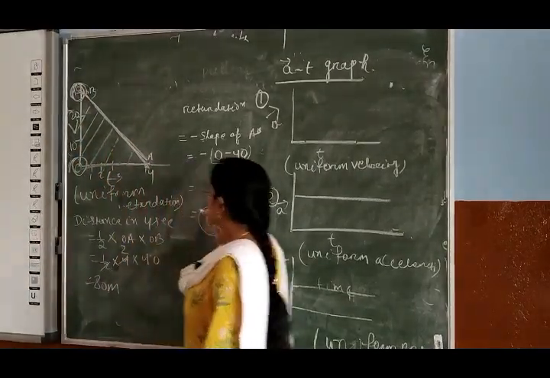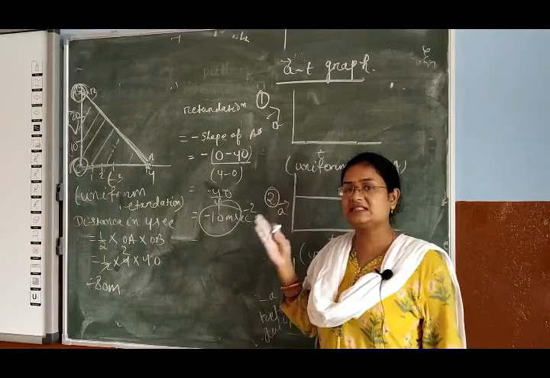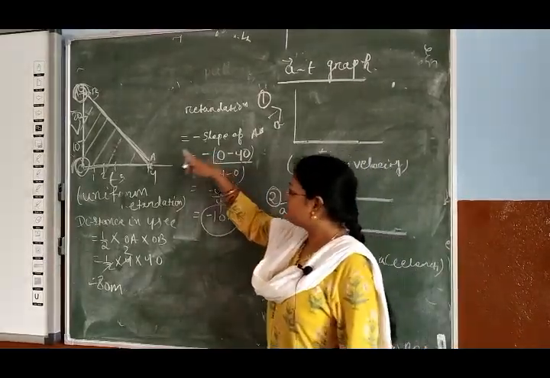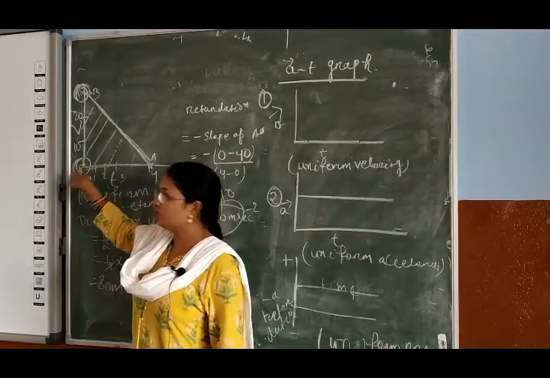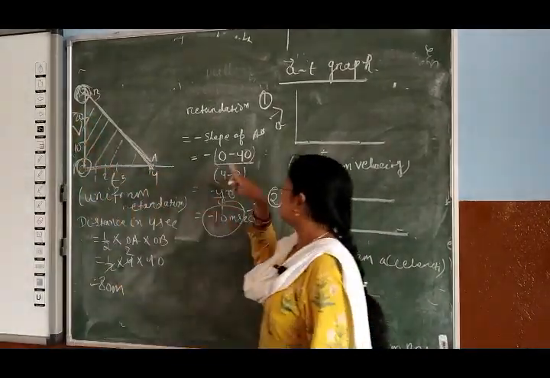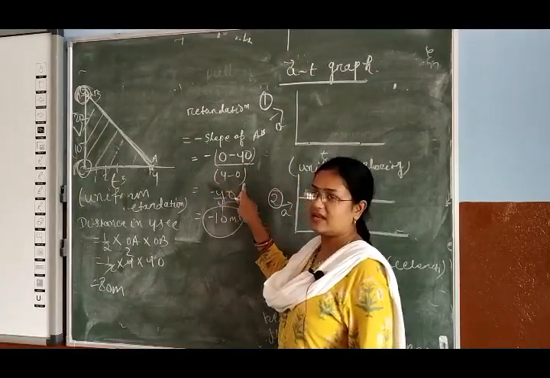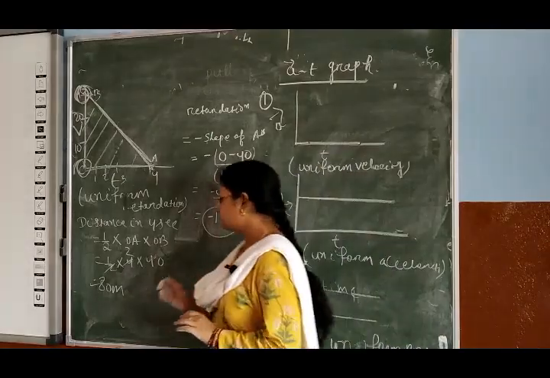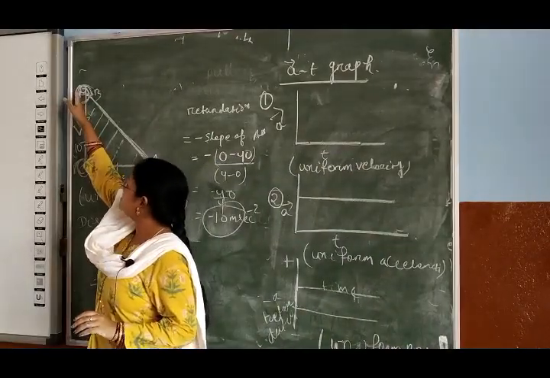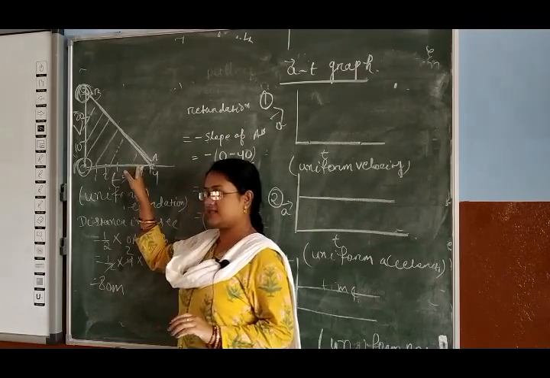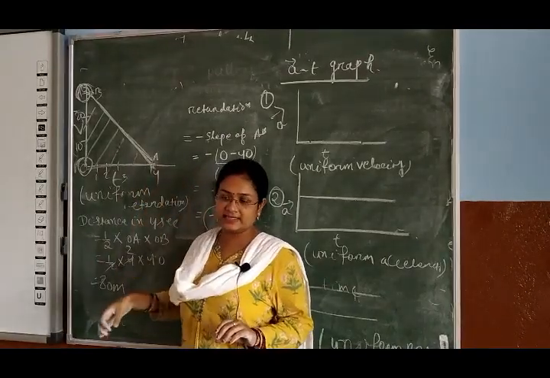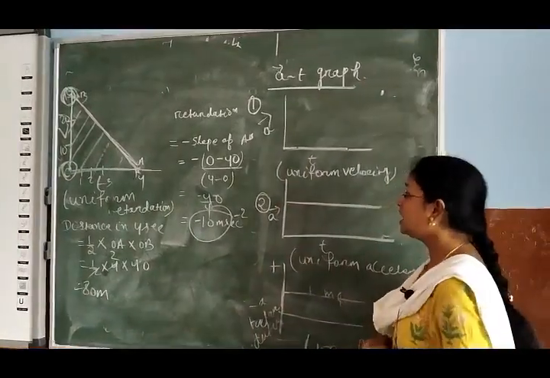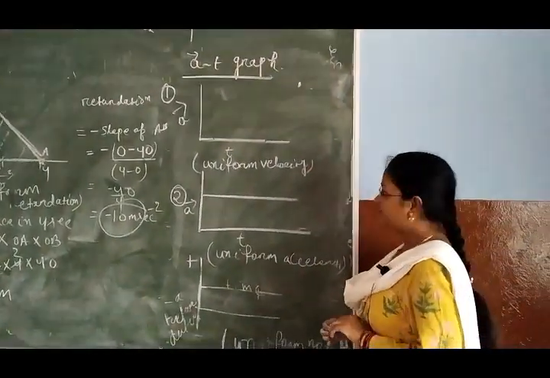And we know that acceleration is final velocity minus initial velocity by time. So final velocity is 0, initial velocity is 40, so 0 minus 40 by 4 minus 0. That is minus 10 meter per second square. And here also you can see initially the velocity is 40 and finally the velocity is 0. From 40 to 0 the velocity is decreasing, that's why it is retardation.